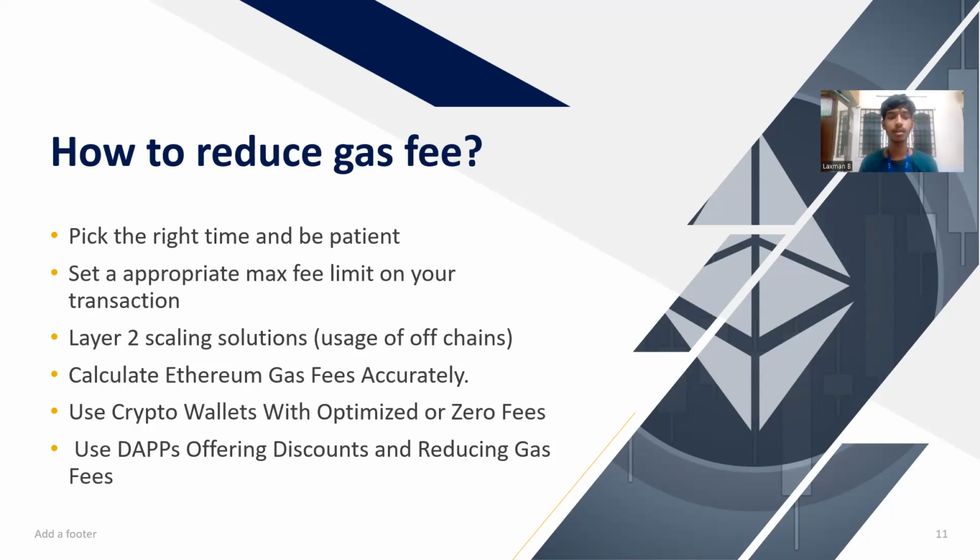Apart from that, we can use layer 2 scaling solutions, or off chains. Off chains means you will be using a third party blockchain apart from Ethereum, where this third party will execute your smart contract at a lesser gas fee. The fourth point is to calculate the gas fees accurately. As I said before, I have shown you the opcode. Calculate gas fees using that, and make your own analysis whether you should do the transaction currently with the present gas fees.